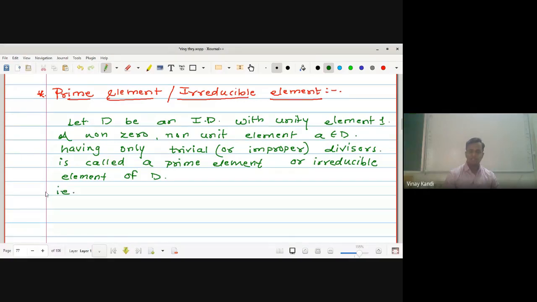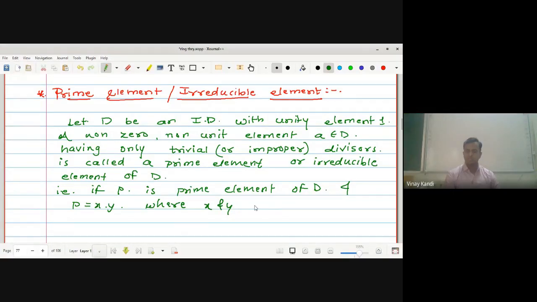What is the meaning of this sentence? That is, if P is a prime element of D, and I have P is equal to X into Y, where both X and Y belong to D, then one of X, Y, one of X or Y must be a unit in D. Okay.